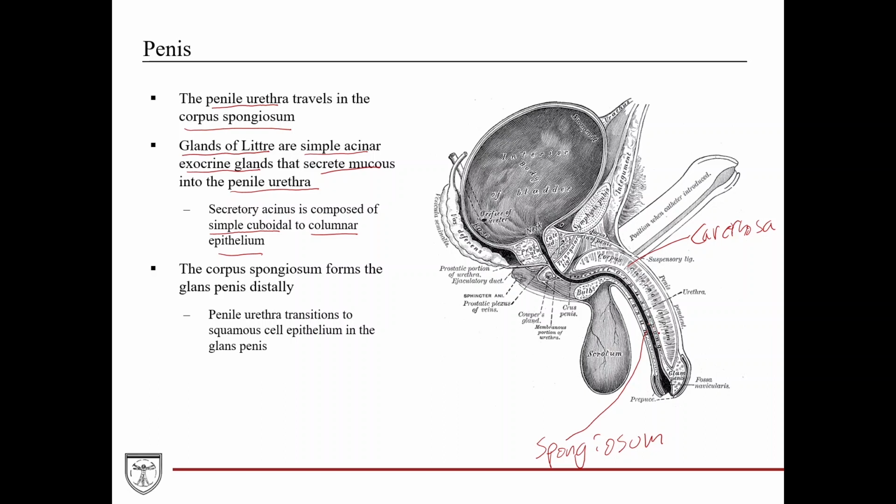And we'll show you that in a couple slides here, and we'll go through that in the lab video as well, how you will know that. You're just looking for glandular tissue in that section. The corpus spongiosum forms the glans penis distally, so you can see it's labeled here.